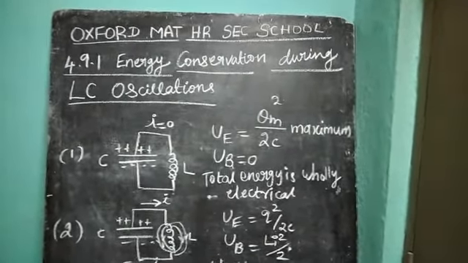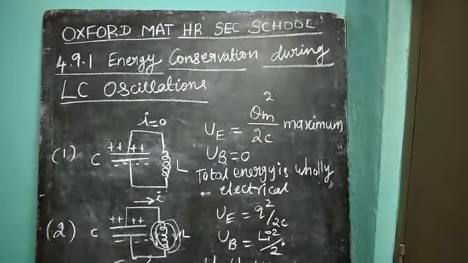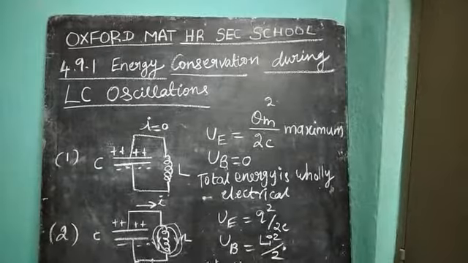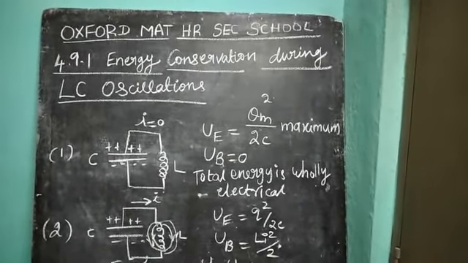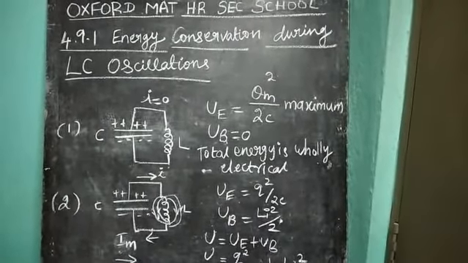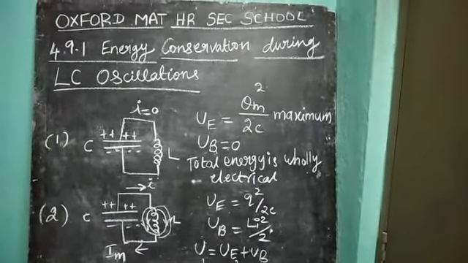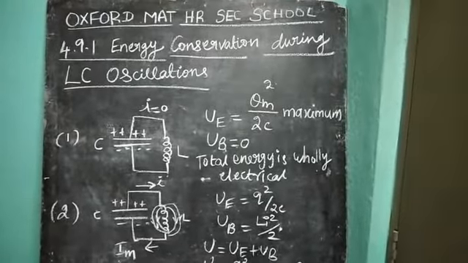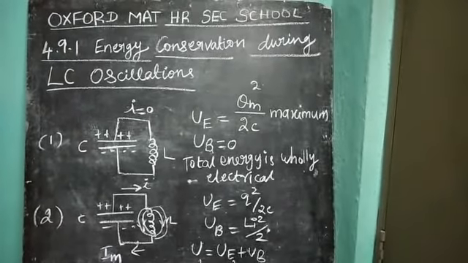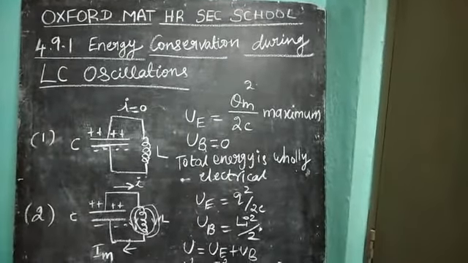Next, generation of LC oscillations. Let us assume that, first, in figure 1, the capacitor is fully charged with a maximum charge Qm. At this initial stage, the energy stored in the capacitor is maximum, that is UE. UE stands for energy stored in the capacitor, that is UE equal to Qm square by 2C.